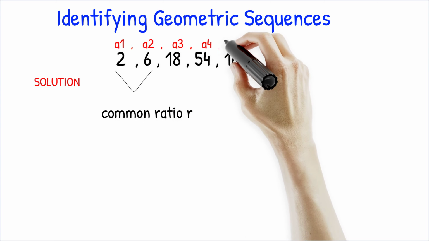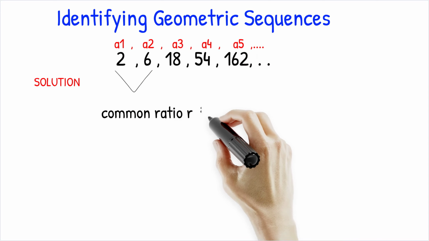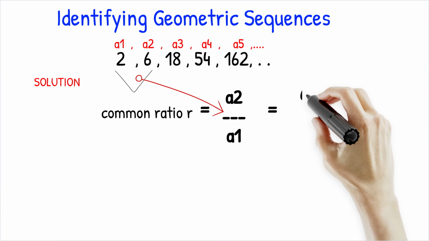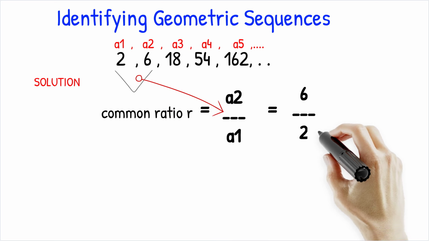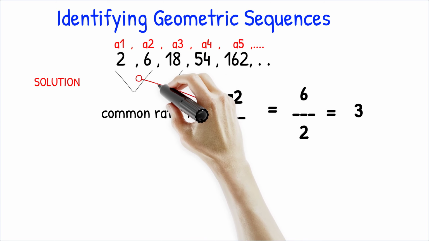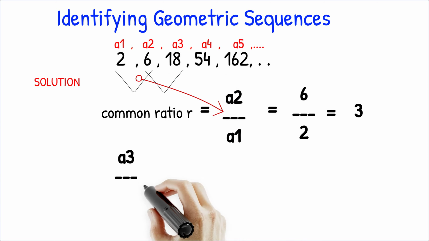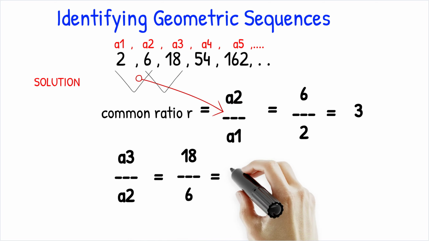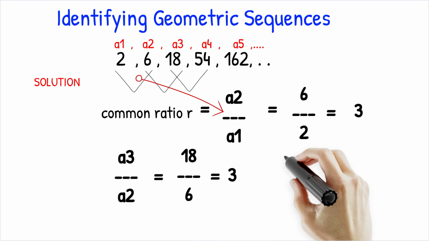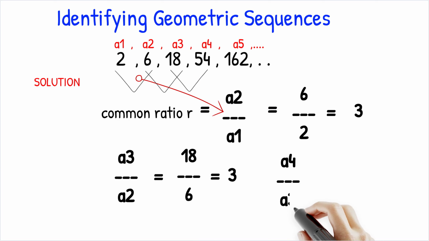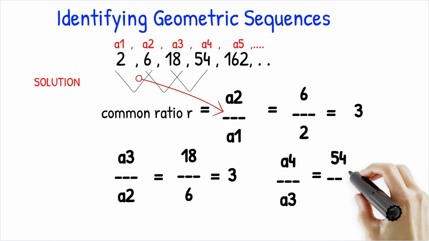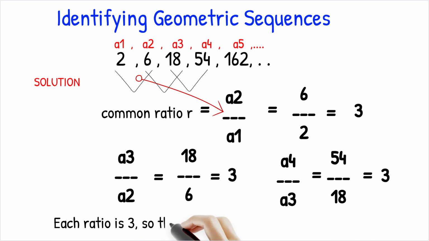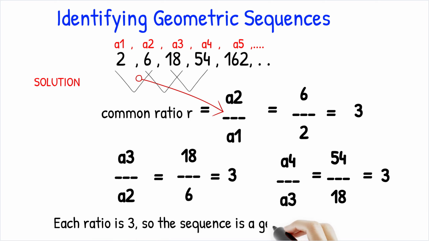Now let's calculate the common ratio of the first two terms of the series, that is, a2 over a1 equals 6 over 2, that equals 3. Now let's calculate the common ratio of the second and third terms, that is, a3 over a2 equals 18 over 6 equals 3. Now the third and fourth terms, that will be a4 over a3 equals 54 over 18 equals 3. You can observe that each ratio is 3, so the sequence is a geometric sequence.